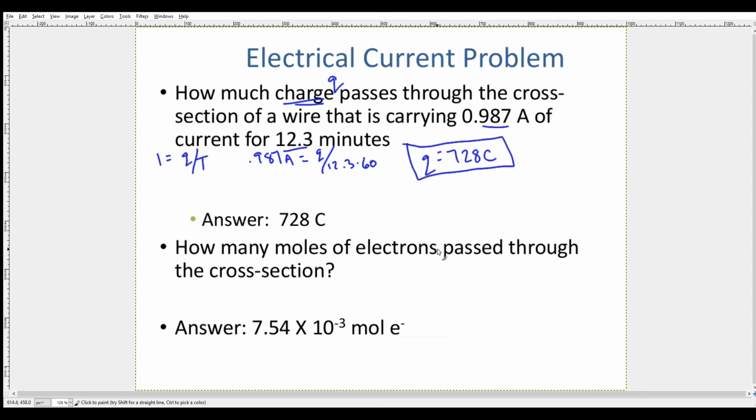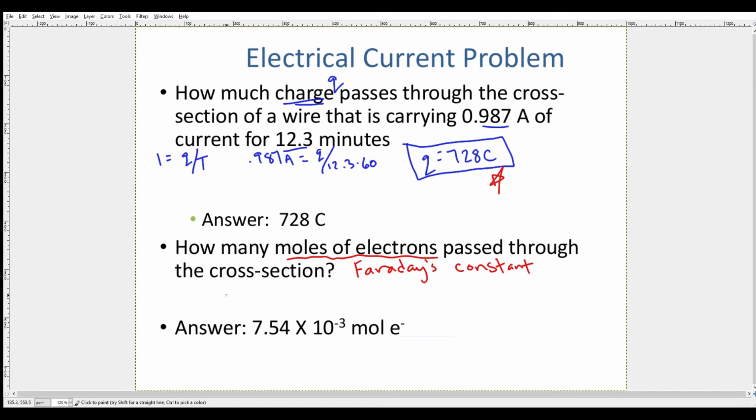Now, how many moles of electrons pass through the cross-section? Moles of electrons. When you see something asking you about moles of electrons, your brain should go, ooh, Faraday's constant. So what I want you to do now is look on the previous slide, find Faraday's constant, and use your answer from the previous problem to find moles of electrons. Do it without me. Go ahead and pause and try it out.